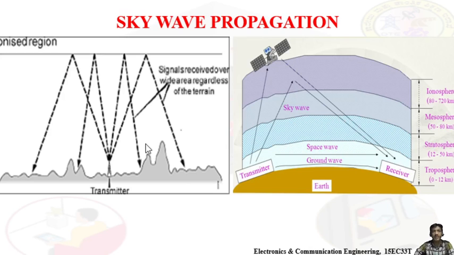You can see in another image the transmitter, the receiver, and here is the ionosphere. The signal is sent over to the ionosphere, then reflected back automatically by the atmosphere, then sent back to the receiver. The ionosphere range is 80 to 720 kilometers. Here in this image, the signal is received over a wide area regardless of the terrain. Multiple reflections take place in order to cover the long distance.